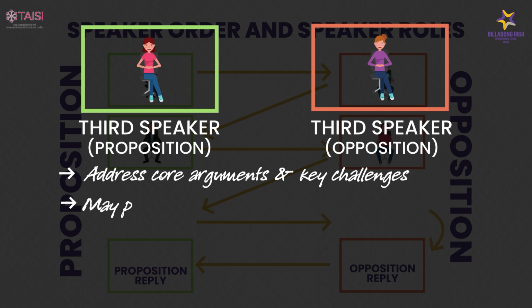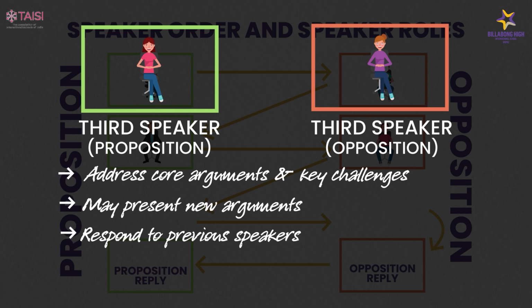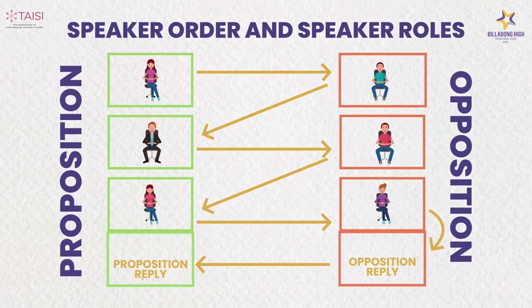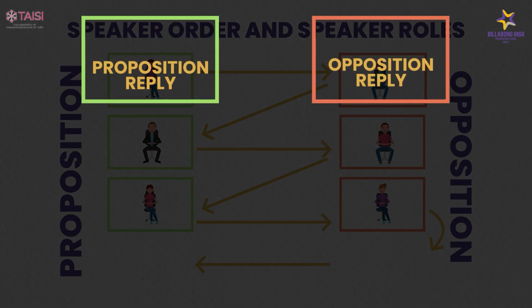Although the third speakers may present a new argument, their primary role is to respond to what has gone on before in the debate. The third speaker of each team would spend more time dealing with what has been said by previous speakers. At the end of the 6 main speeches from both of the teams, each of the teams gets to give a reply speech.